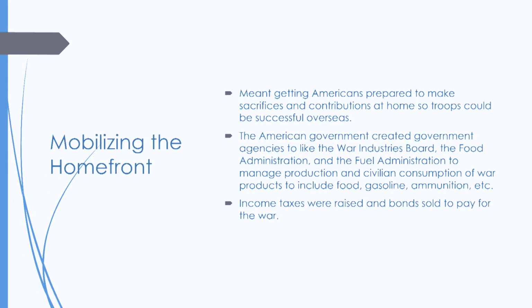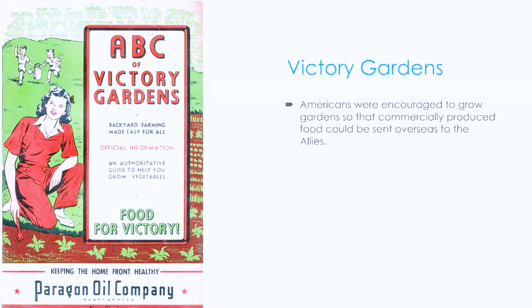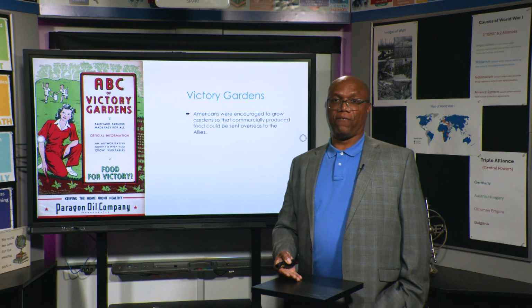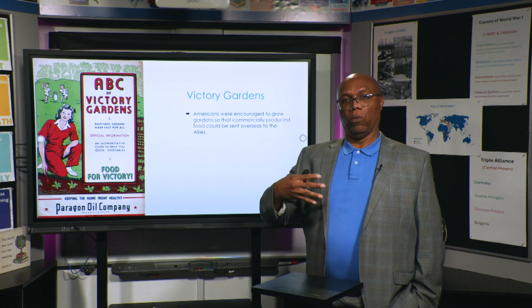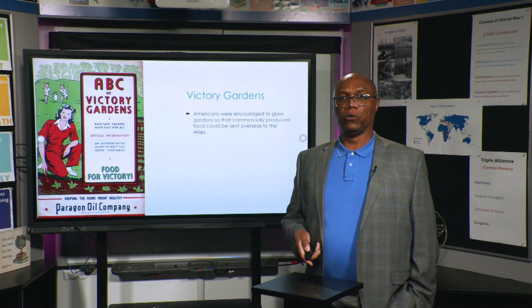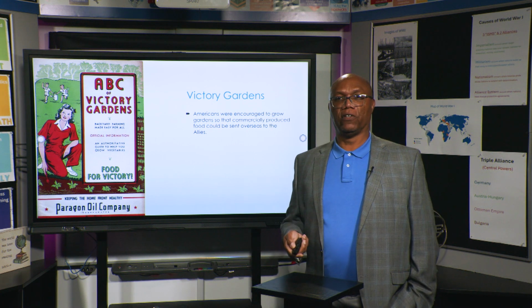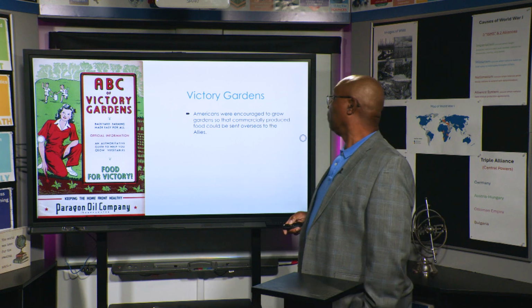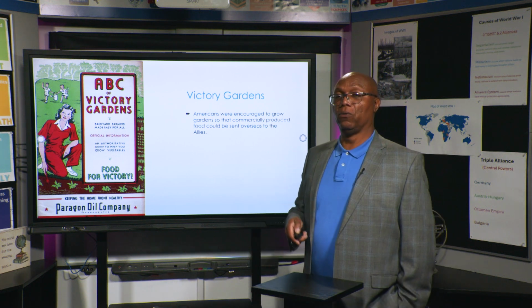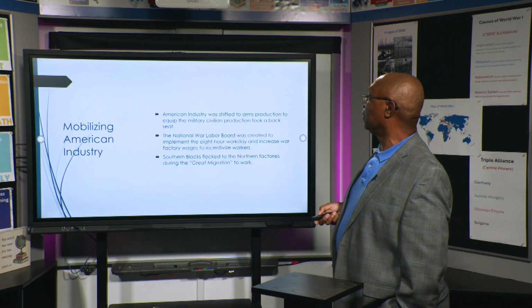Income taxes were raised and bonds were sold to pay for the war. Here you have the Victory Garden. Americans were encouraged to grow gardens so that commercially produced food could be sent overseas to allies. So big companies or big farm outfits were raising food for the war effort. What Americans could do at home was to plant their own gardens for their own vegetables, so that they wouldn't infringe on the allies and the soldiers who were fighting overseas.